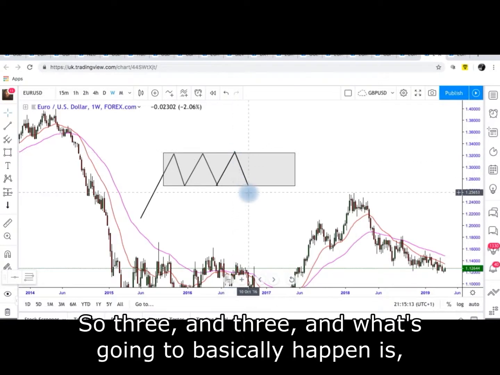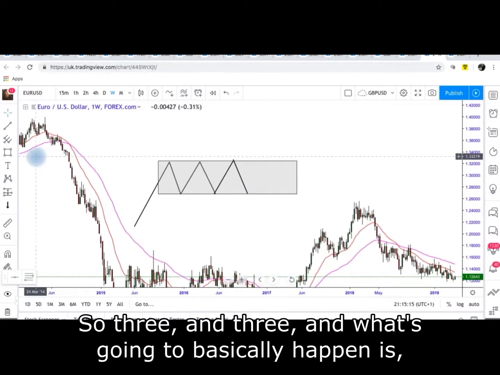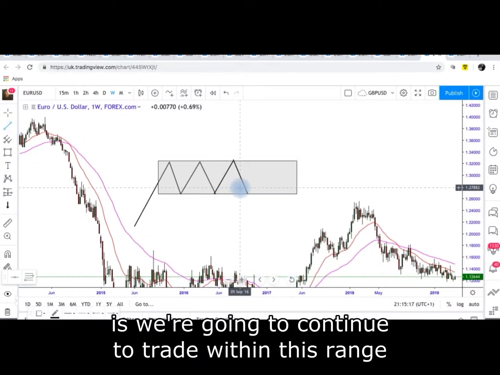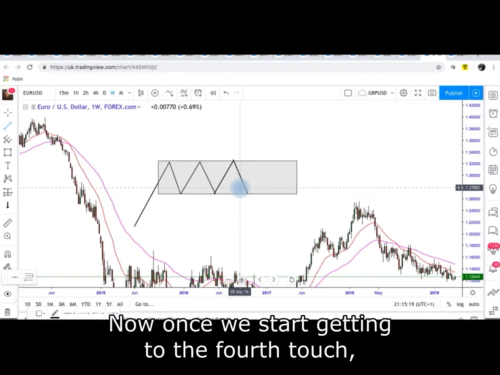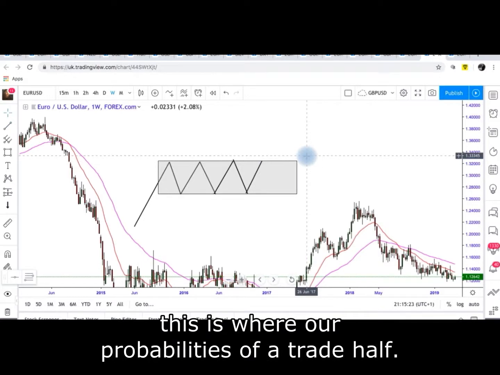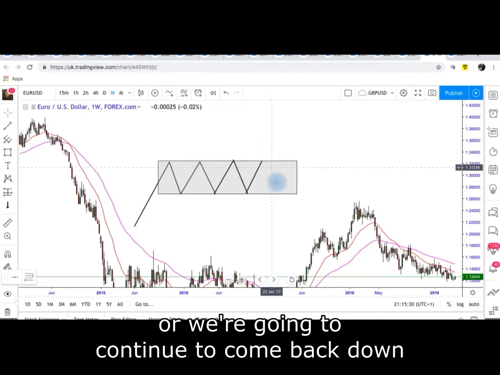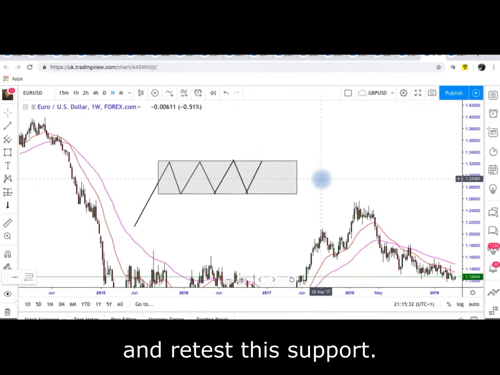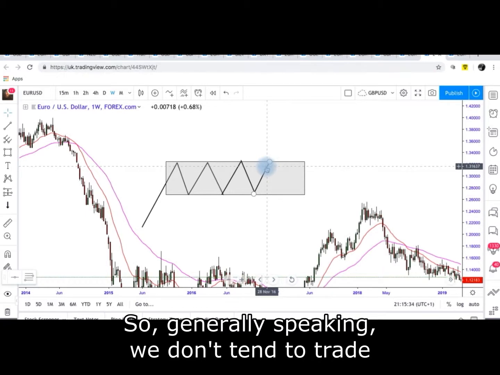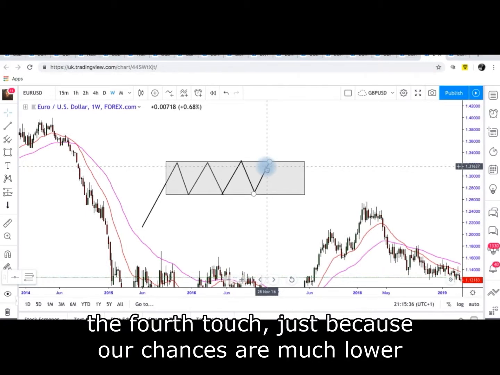So 3 and 3. What's basically going to happen is we're going to continue to trade within this range until we get a breakout. Now, once we get to the 4th touch, this is where our probabilities of a trade halve. So it's a 50-50 chance that we're either going to break out of this range or continue to come back down and retest this support.